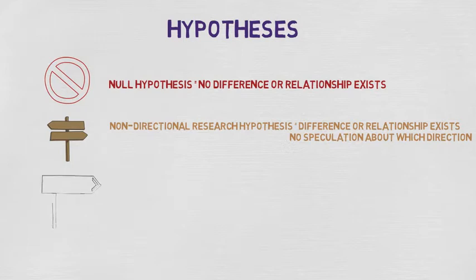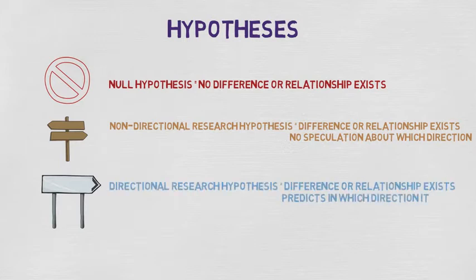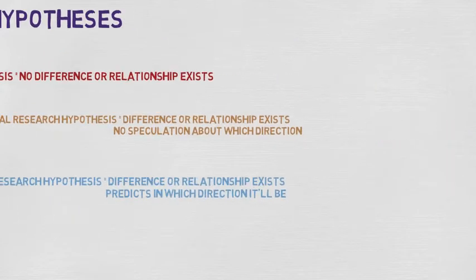In a directional research hypothesis, we state that a difference or relationship exists and we predict the direction. For example, that group A will be higher than group B on the factor of interest, or that there will be a positive relationship between the two factors under study.